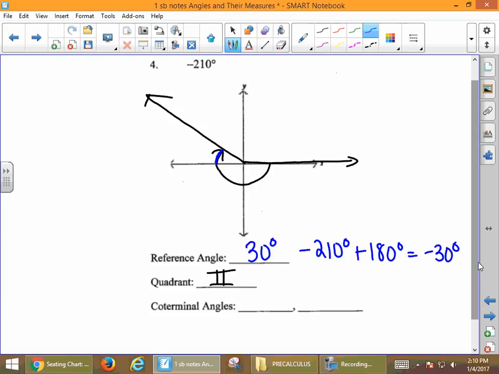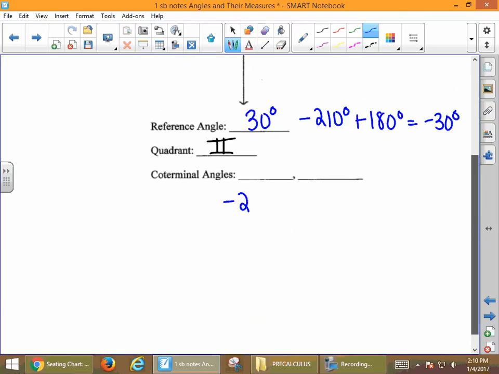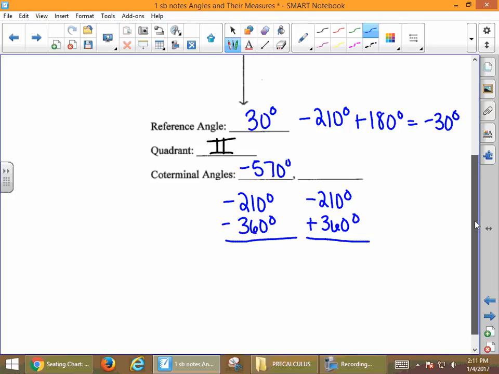To calculate our coterminal angles, we're going to take negative 210 degrees, our value that we were given, and subtract 360 degrees, which gives us negative 570 degrees. And we can take negative 210 degrees and add 360 degrees. And when we add those, we get 150.